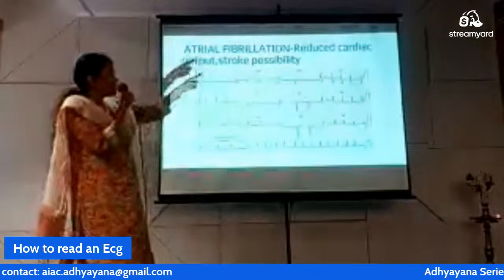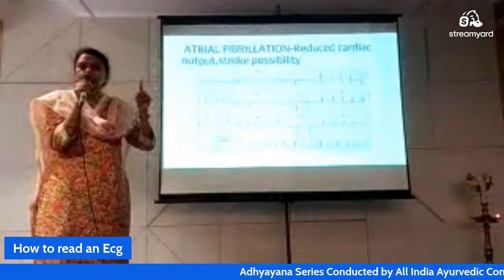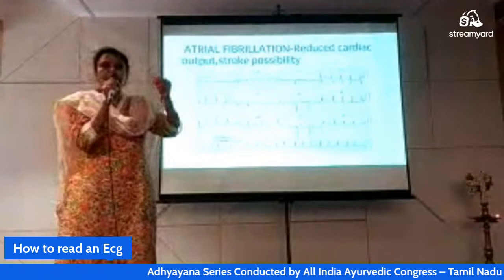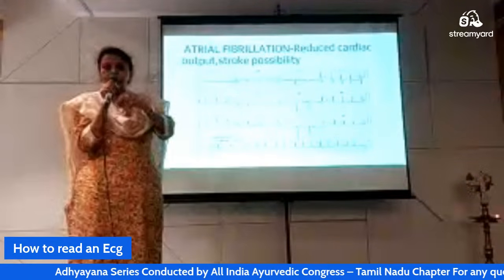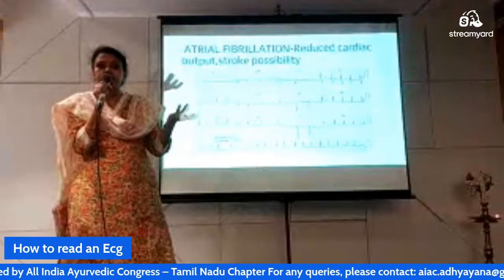Okay? So when the patient has reduced cardiac output, what is the possibility? Stroke. Why? When there is a normal sinus rhythm, blood will be flowing normally all over the body. So when it is not rhythmic, immediately there is a pattern of forming a thrombus or a clot.